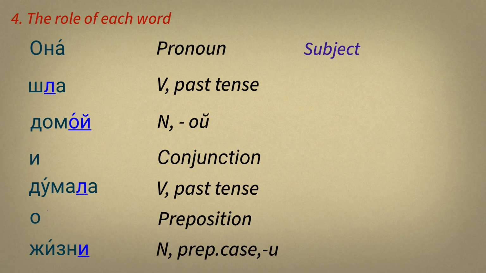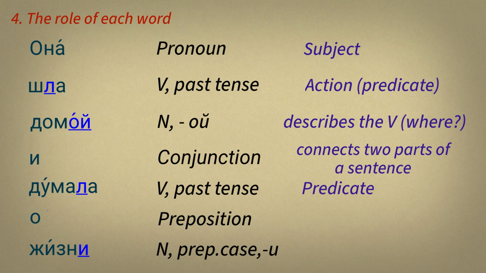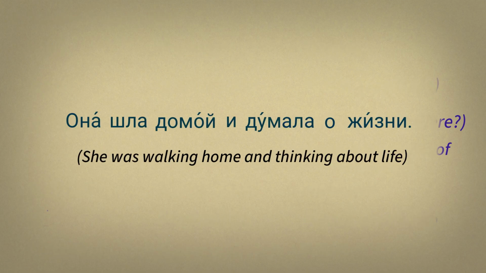Она – it's a subject. Шла – it's a predicate that describes an action. Домой – this noun describes a place where она шла. И connects two parts of a sentence. Думала – it's a predicate. О – this preposition shows relationship between a verb and an object жизни. Here is the translation of this sentence.